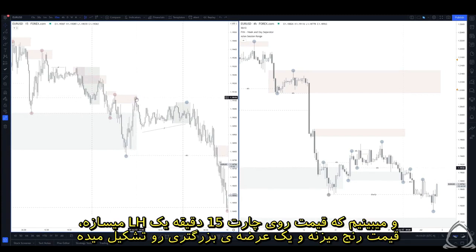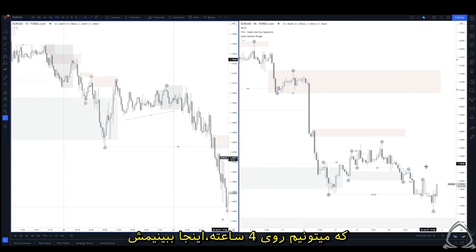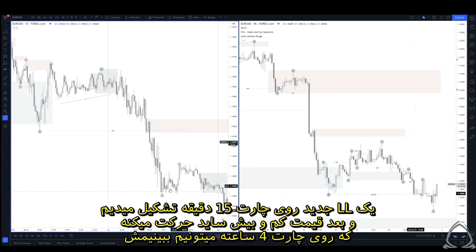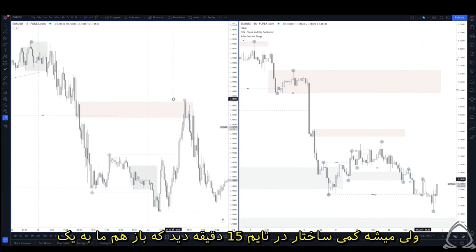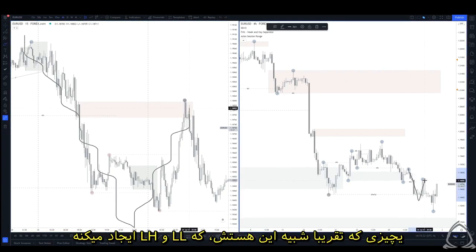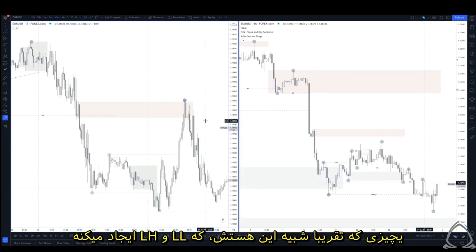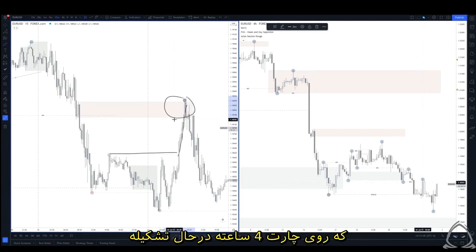And we can see price creates a lower high on the 15-minute chart, consolidates, creating a larger supply zone that we can see on the 4-hour chart right here. And then price begins to move to the downside. We create a new lower low on the 15-minute chart. Price then begins to more or less move sideways on the 4-hour chart, but we can get some structure on the 15-minute chart, and again, we're looking at a potential pullback on the 4-hour chart because we have something that looks like that, which is lower lows and lower highs being printed. And what we can see is the 15-minute chart then switches bullish to accommodate that lower high that is being printed on the 4-hour chart.